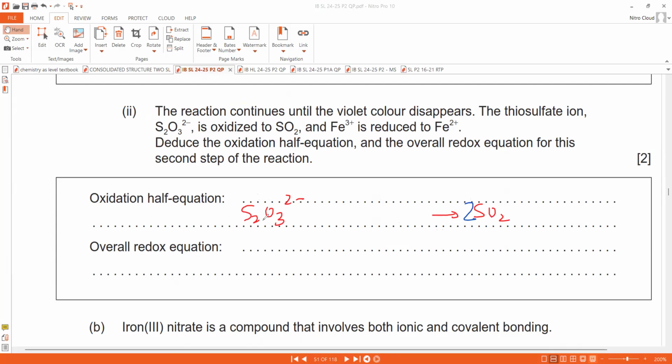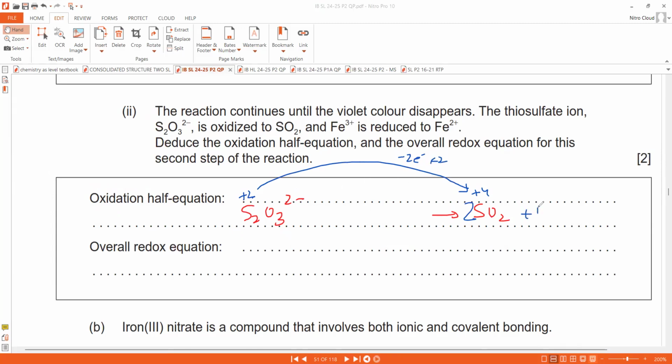That's done. Next is electrons. How many electrons lost or gained? This is oxidized, which means this is losing electrons. But how many? For that, you check the change in the oxidation number on both the sides. So in S2O3, this is minus 2 in total and this is plus 4, so each sulfur is plus 2. And on the right hand side, it becomes plus 4, which means each sulfur is increasing by 2. So each sulfur is losing 2 electrons. And there are 2 sulfurs, so into 2, which means total 4 electrons lost.